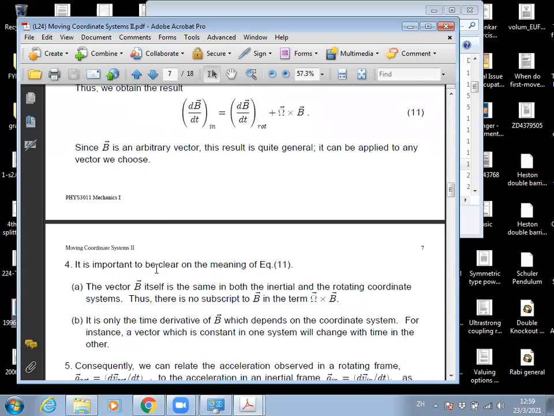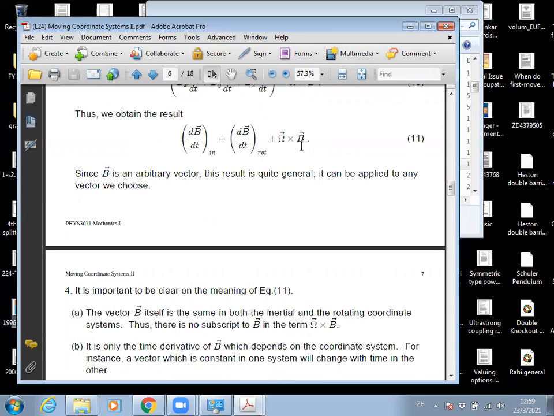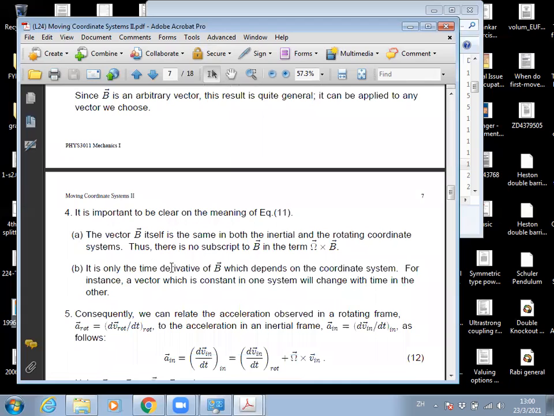In this equation, we can make two observations. The vector B is the same in both the inertial and rotating frame, so that's why we drop the subscript. However, the derivative with respect to time of B is different in the two frames, so that's why we have to put in the subscript. It is only the time derivative of B which depends on the coordinate system. Keep this in mind.